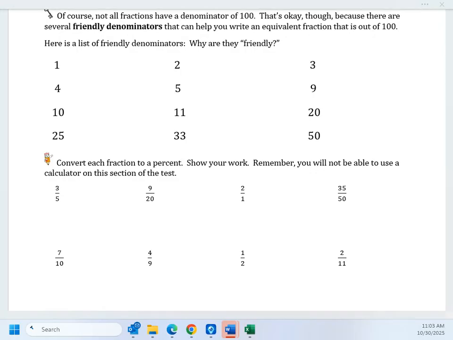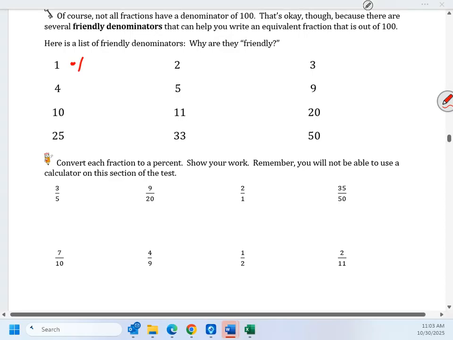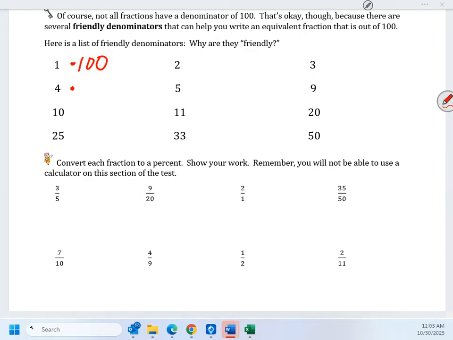If our denominator is 1, what do we want to multiply as our scale factor for both? Multiply our numerator and denominator by, Elliot? 100. So we're going to multiply that by 100. If our denominator is 4, what would we multiply it by? Bolton, you know? 20. 20. If our denominator is 10, what do we multiply it by? Finley. Yeah, oh yeah. Thank you. Keeping me honest. 25, you are correct.